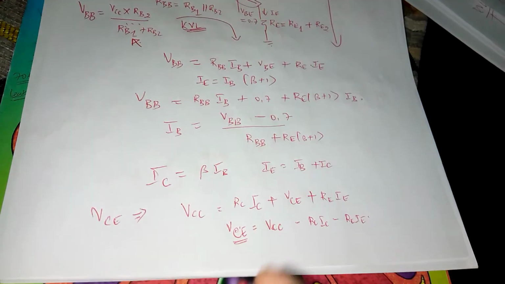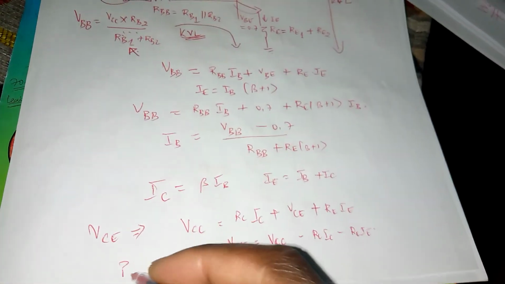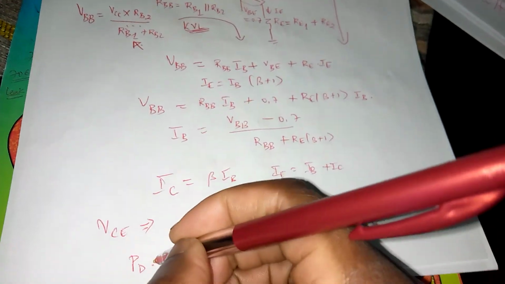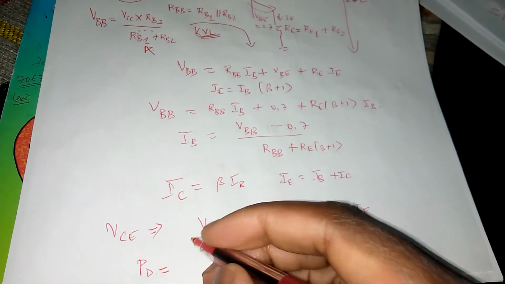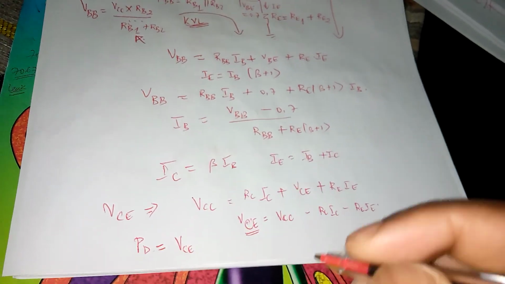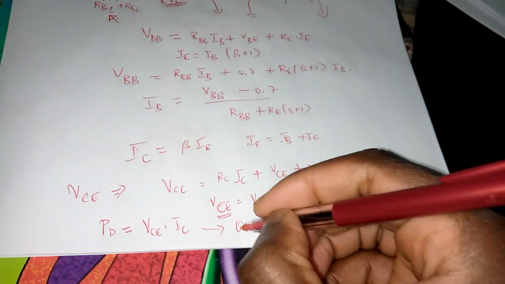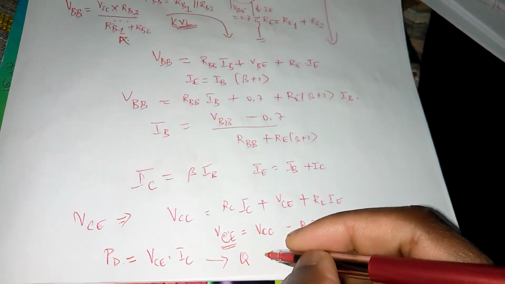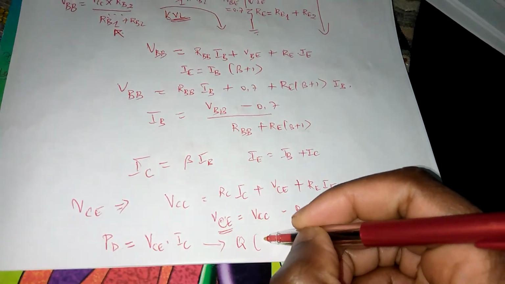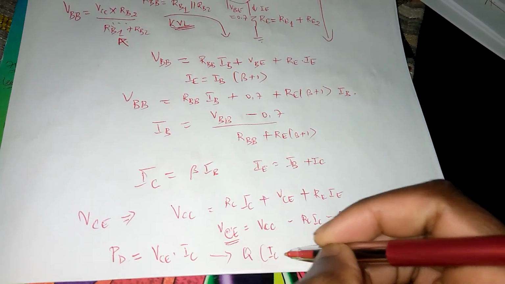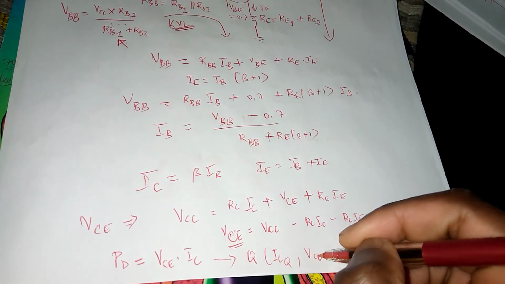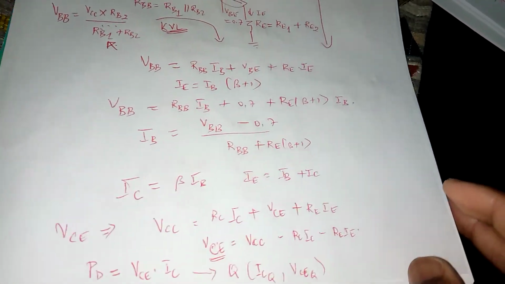VCE is very important because it helps in calculating, as learned in Electronics 1, the power dissipated in the transistor, which is nothing but VCE times IC. And it defines the quiescent point in the active region under which you are operating the transistor, which is defined by ICQ, which is IC, and VCE quiescent, which is VCE.